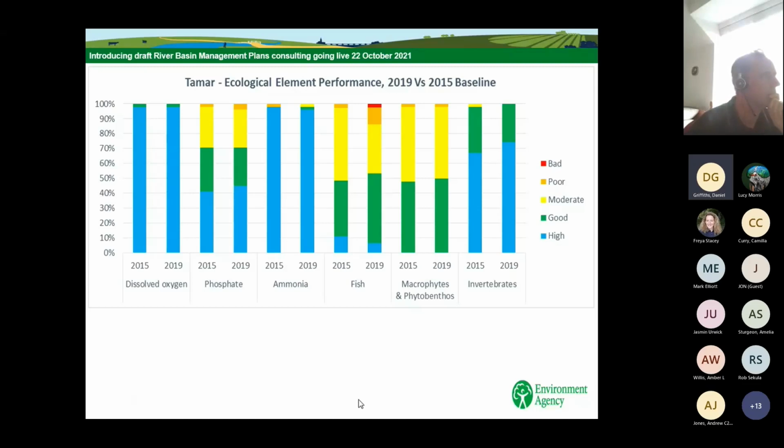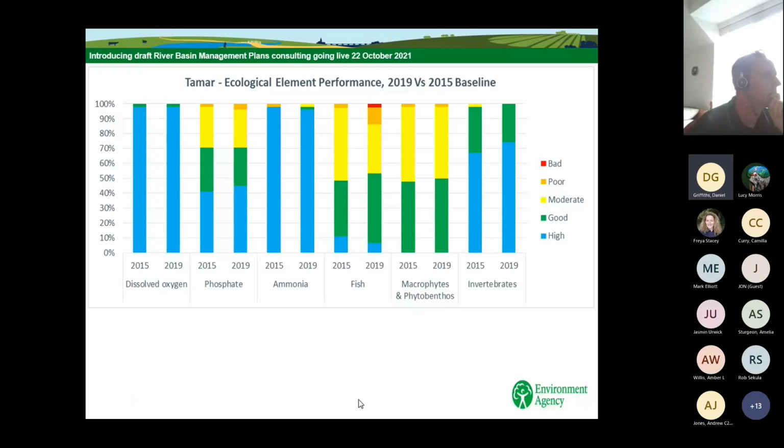Phosphate is performing better in the Tamar catchment than we see elsewhere in Devon and Cornwall, around about 70% compliance, and that's very consistent across the two data sets. But for the fish element and for macrophytes and phytobenthos, I see a drop off to around about the 50% mark.